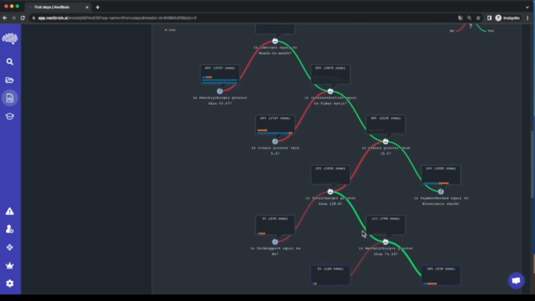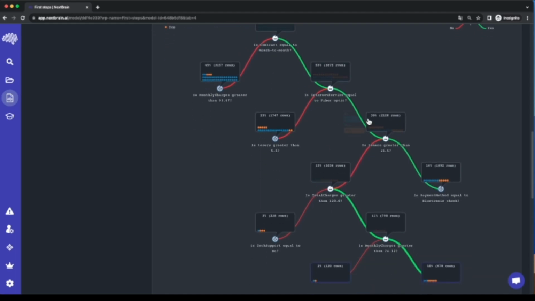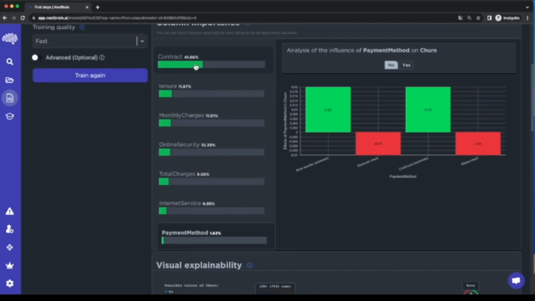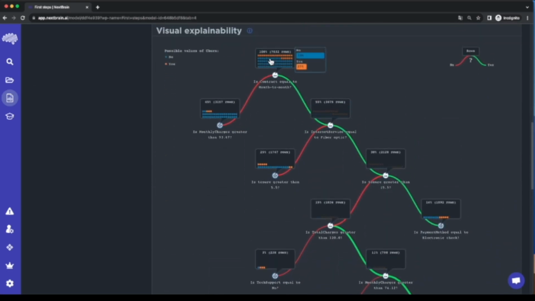It is something very similar to what we do here, but in a more visual way, where we can explore what's happening with the customers that have churned, which are the blue points, and the customers that have not churned, which are the orange points.